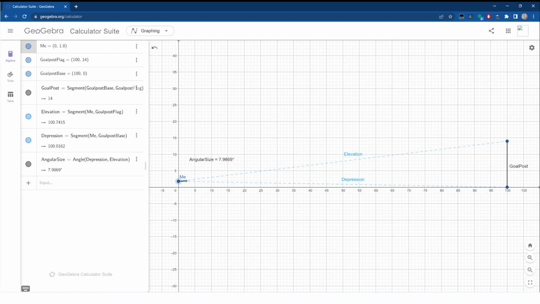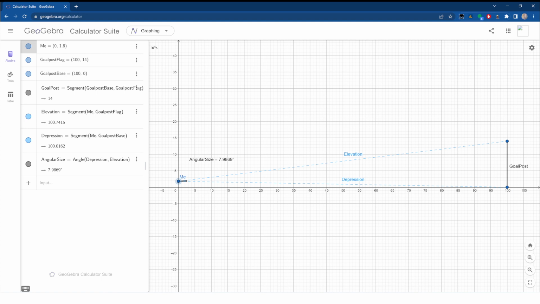The next line draws a line of sight from the observer up to the top of the goalpost. And this obviously represents our elevation angle measurement. And then the same thing for the line of sight to the base of the goalpost, which is our depression angle. And the last line is the most important. This shows the angular size of the goalposts. And as we saw in our measurements, that was 8.0 degrees. And you can see that's reflected here in GeoGebra.